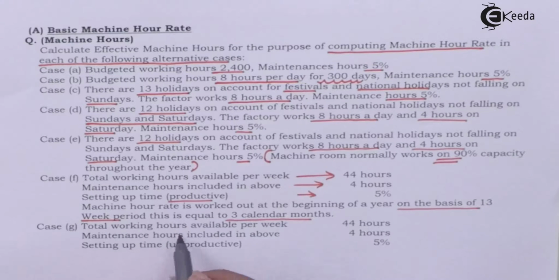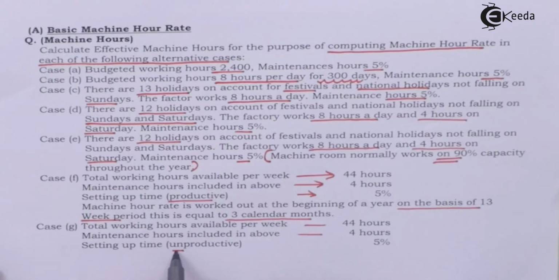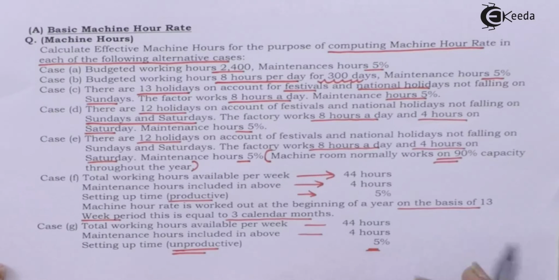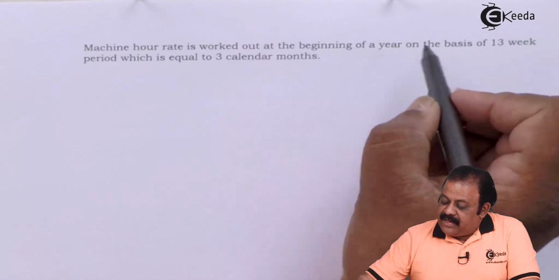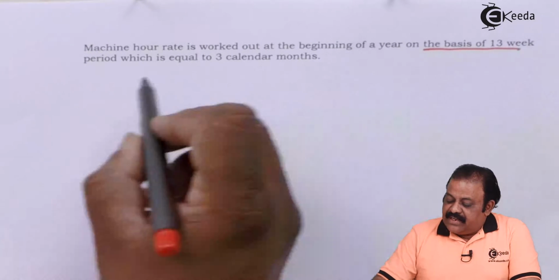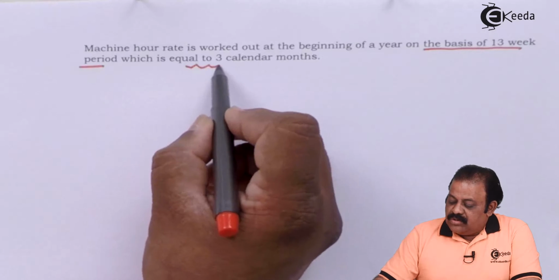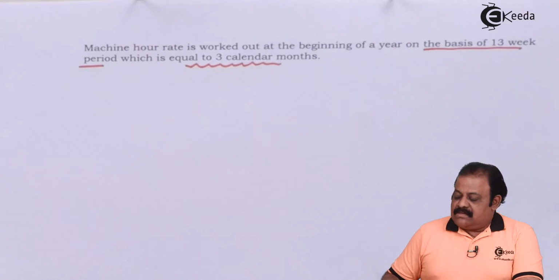Next, total working hours available per week 44 hours. Maintenance hours included in above 4 hours. Setup time which is considered unproductive 5%. Machine hour rate is worked out at the beginning of the year on the basis of 13-week period which is equal to 3 calendar months.